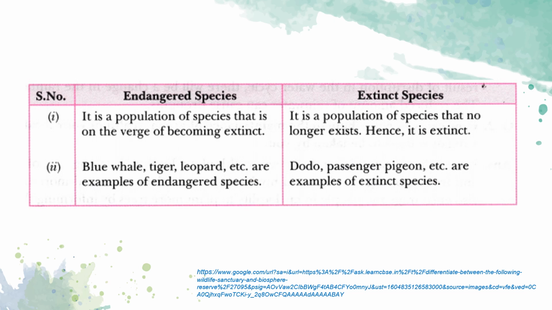Let us differentiate the terms endangered species and extinct species. When we talk about endangered species, we are referring to a population of species that is on the verge of becoming extinct. Examples would be the blue whale, the tiger, the leopard. On the other hand, an extinct species is a population of species that no longer exists. Hence, it is now called extinct. Examples would be the dodo bird, the passenger pigeon, etc.